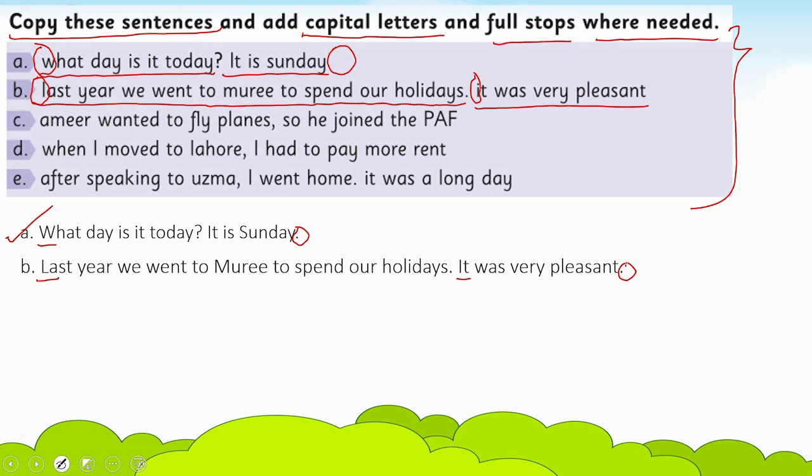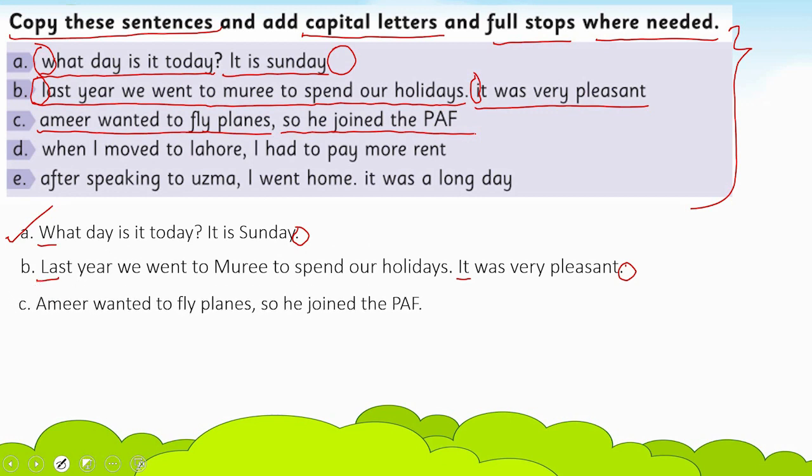The next one is, "Amir wanted to fly planes, so he joined the PAF." That is Pakistan Air Force. Here again, the A of Amir is not capitalized. And in the correct statement, the A of Amir should be capitalized. And again, there is a full stop here, and here no full stop, as in the previous statement.